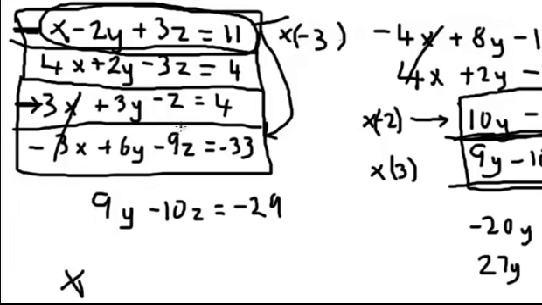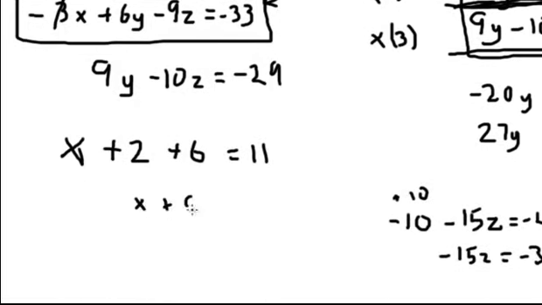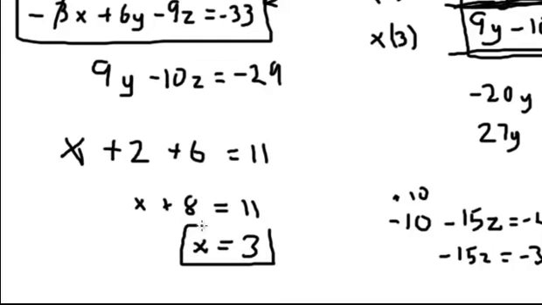Y is -1, so -2 times -1 is +2. All I'm doing is substituting the y in. We know that z is 2, so 3 times 2 is 6. I'm just using that first equation right at the very top. That equals 11. So x plus 8 equals 11. You take away 8 from both sides, x equals 3. And there are all 3 solutions.